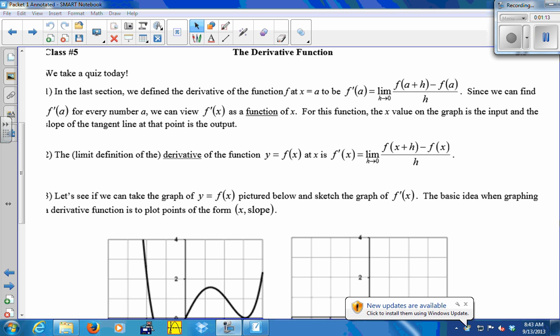So, I'm going to turn this on. I have a function graphed here, function f of x, and I want to sketch the graph of f prime of x, so the derivative function. And the basic idea when graphing a derivative function is to plot points in the form of x comma slope.